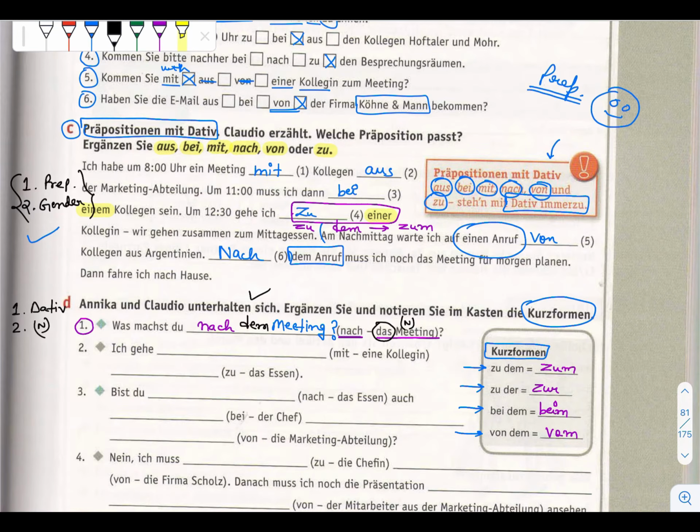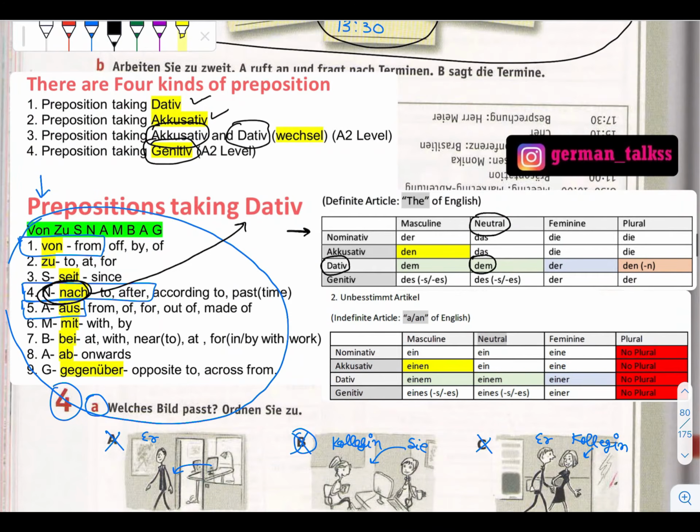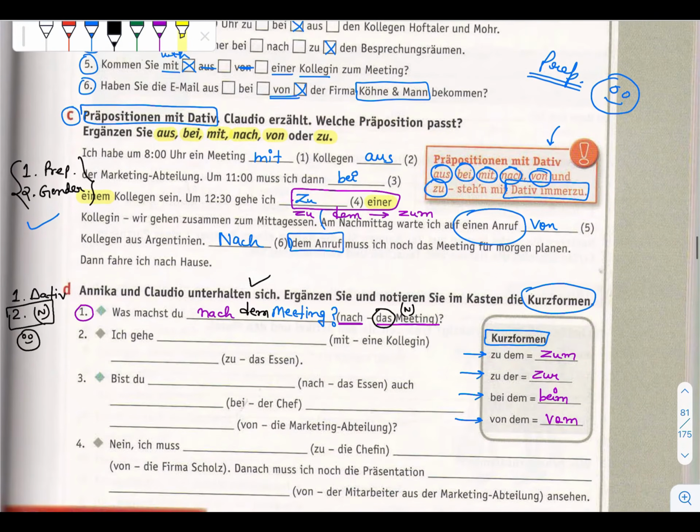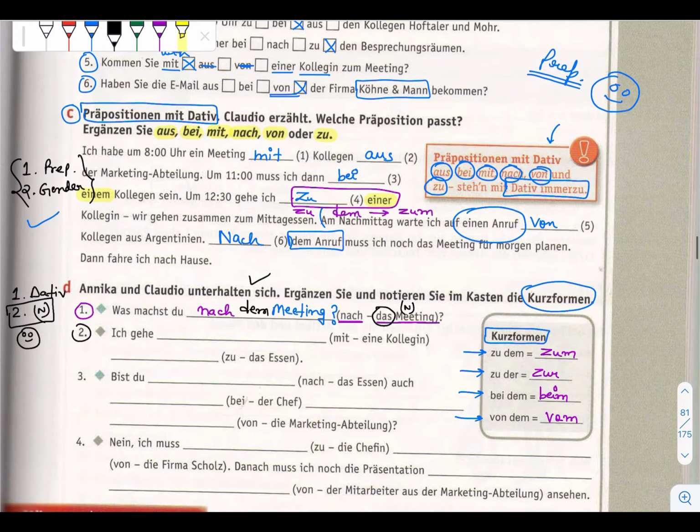I hope it's clear. One thing you will find difficult is the gender. Yes, but as I already told you, with everyday revision, when you do the reading part every day, it automatically becomes a habit. But for this you need to memorize which preposition comes under which case, accusative or dative. Let's move forward.